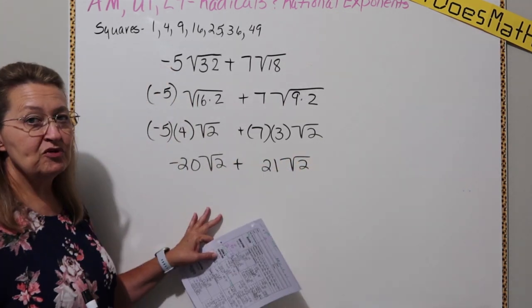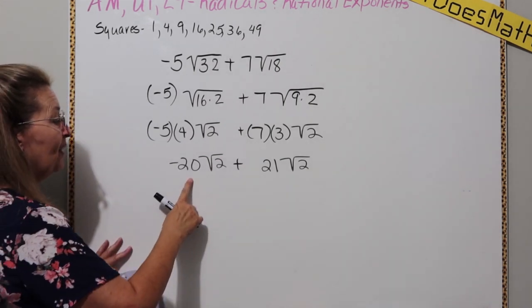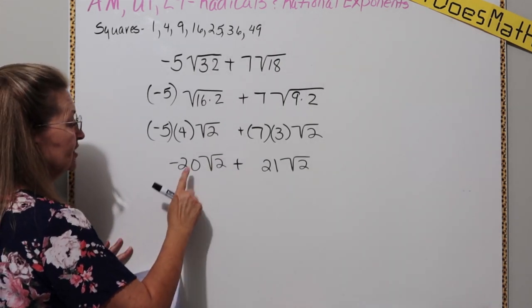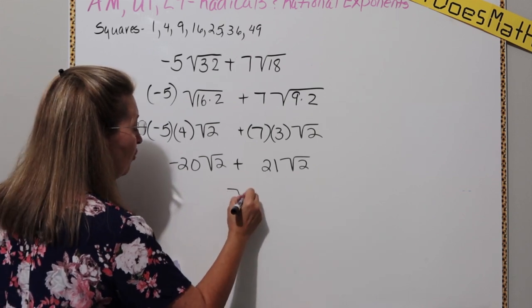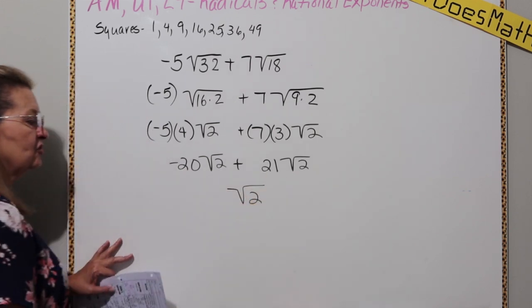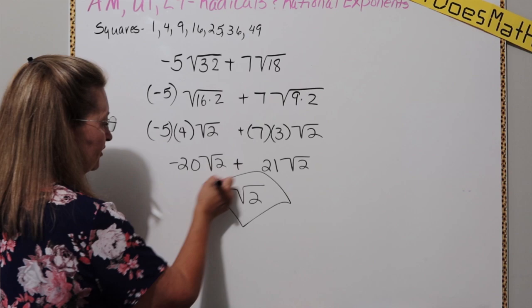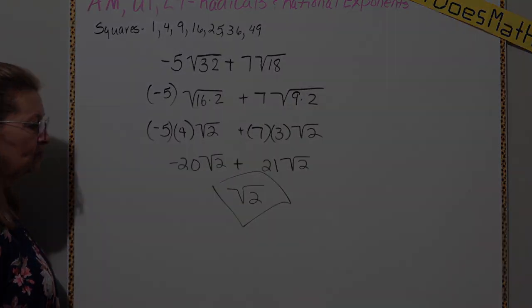Now your terms match. So you can combine the coefficients. Negative 20 plus 21 is positive 1, which is understood. So your final answer there would just be square root of 2.